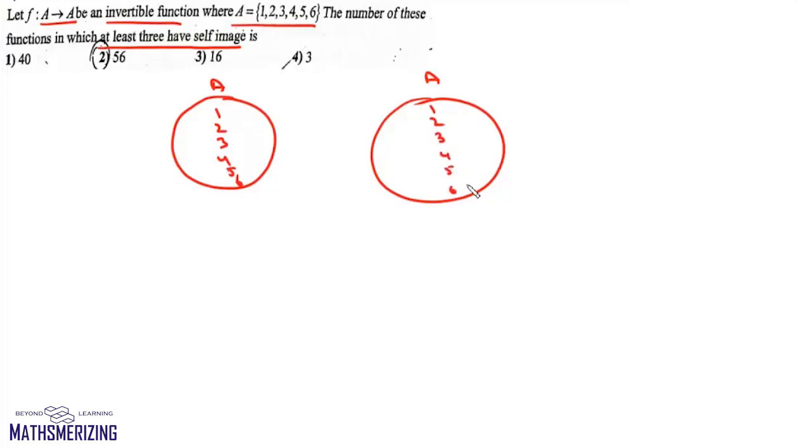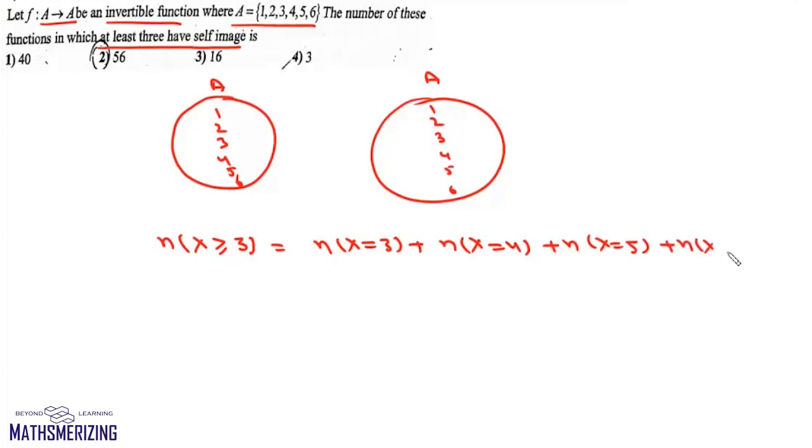Now we need to find the number of invertible functions, that is, the number of one-one and onto functions in which at least 3 have self-images. Now we'll consider the cases where 3 or more have self-image: when exactly 3 have self-image, when exactly 4 have self-image, when exactly 5 have self-image, and when exactly 6 have self-image.